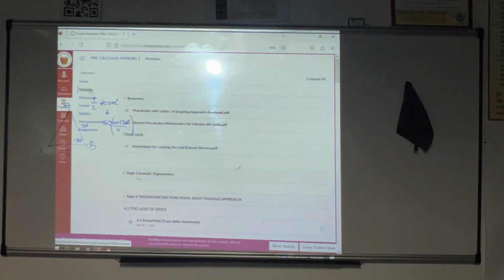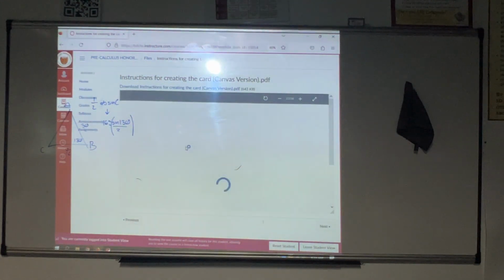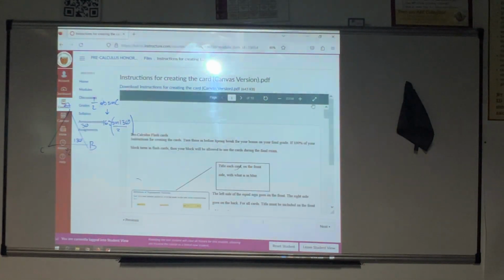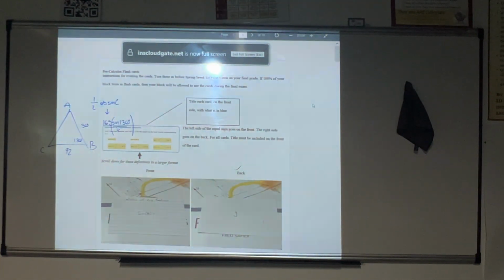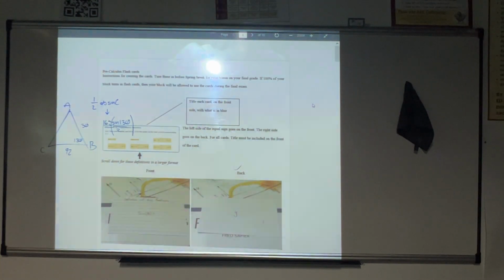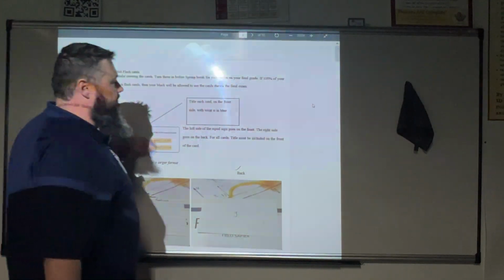All right, guys, I'm in Student View. If you go to Student View, go to Modules. At the top of Modules, you have the directions. Every single thing I want is there, so you don't have to go hunt for anything but this, and you're good to go.